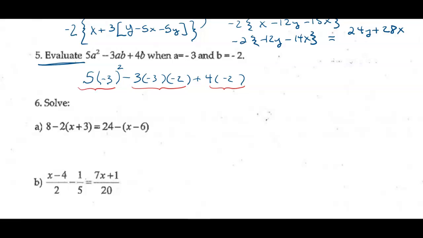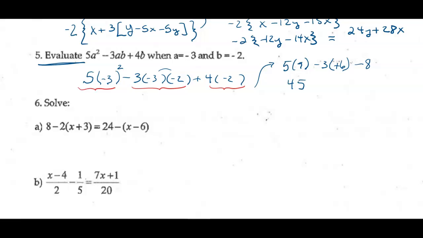All right, this is not 5. We can't do 5 times -3 because that -3 is squared. This actually becomes, so I'm going to put it over here, 5 times 9. Now, I'll do this in pieces. -3 times -2 is +6. And then 4 times -2 is -8. Notice I'm just doing little bits at a time.